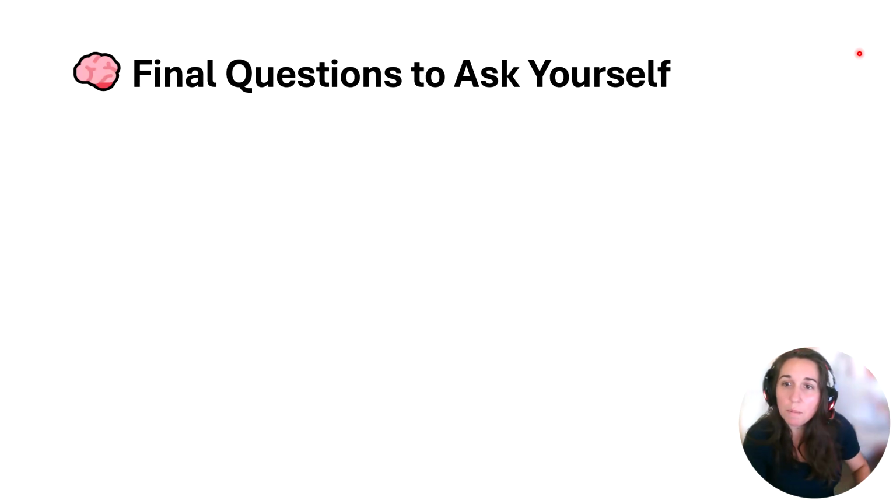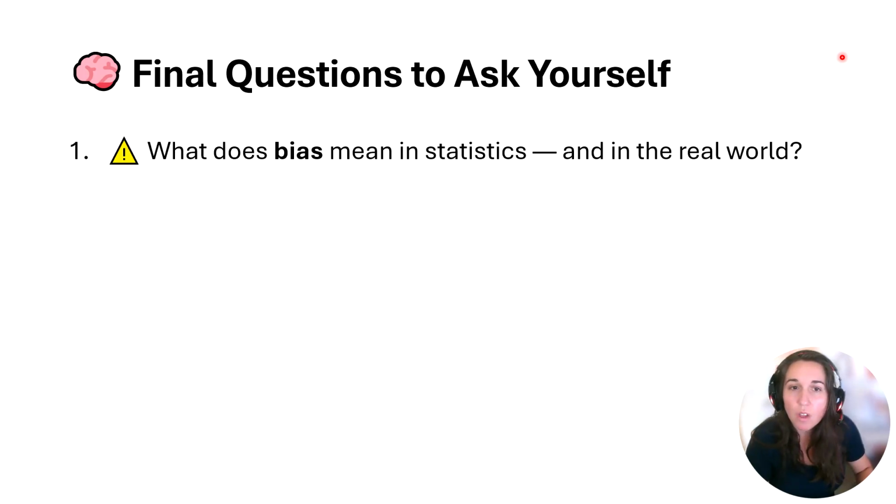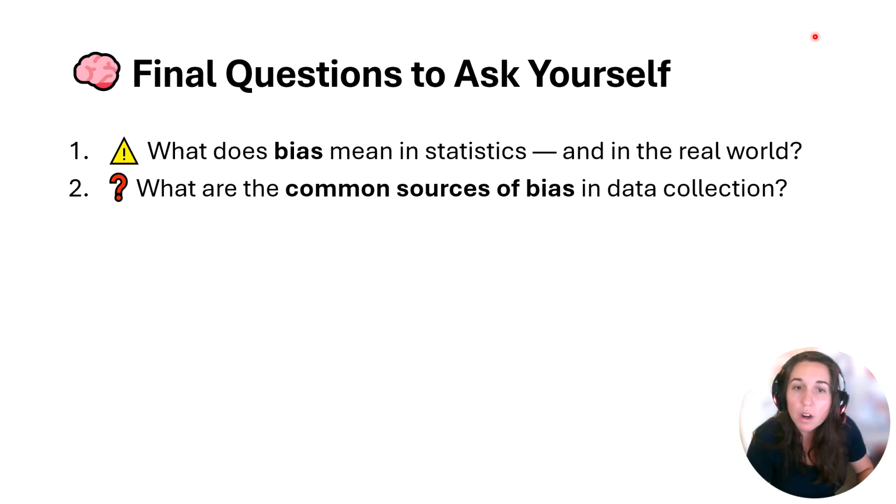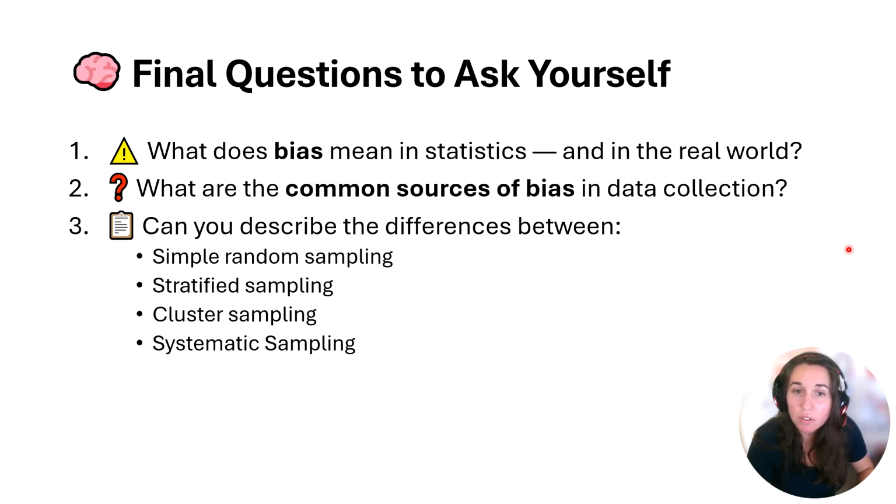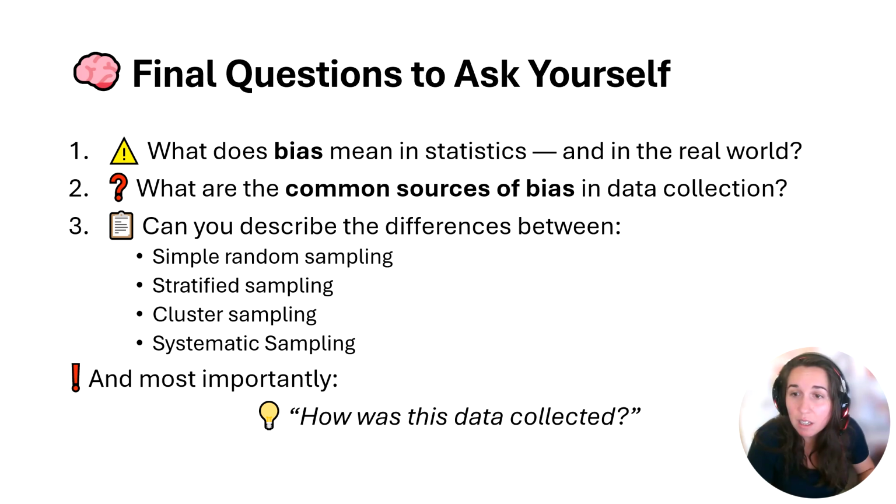So to wrap things up, here are a few final questions to ask yourself. What does bias mean in statistics and in the real world? What are the common sources of bias in data collection? And can you describe the differences between a simple random sample, stratified sampling, cluster sampling, and systematic sampling? And most importantly, how was this data collected? This is the first question you should ask yourself anytime you see a statistic being used to make a claim.